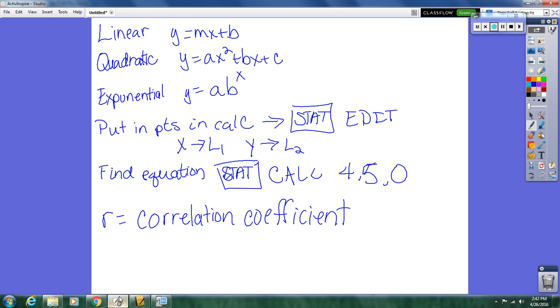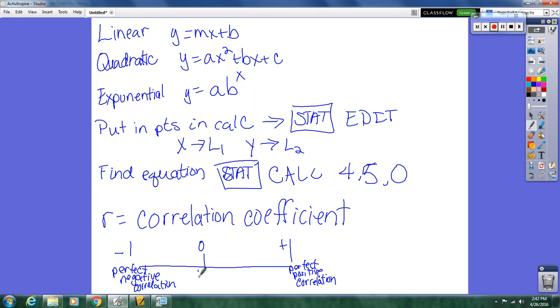Alright, so the correlation coefficient can go from -1 all the way to +1. If it's a perfect negative correlation, then it's a -1. If it's a perfect positive correlation, then it's a +1. Now 0 is right in the middle, and 0 means that there is no correlation whatsoever.